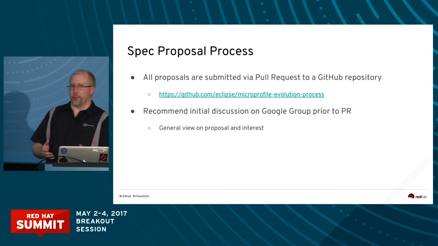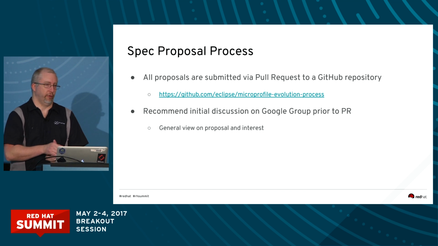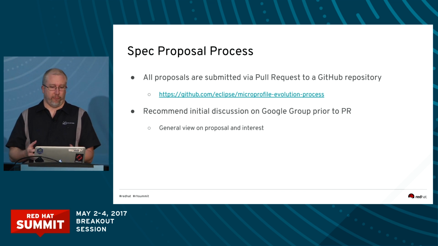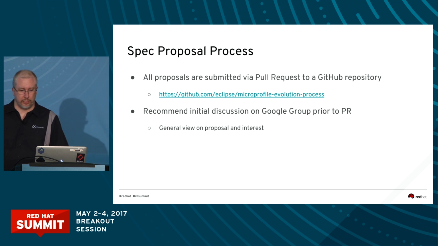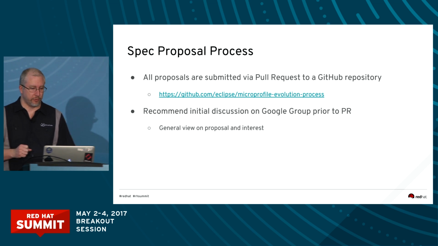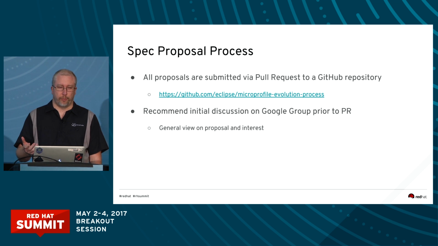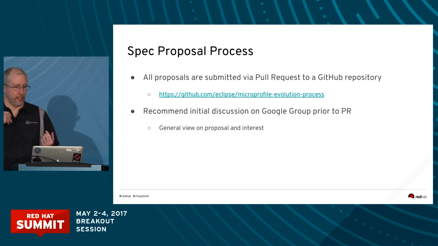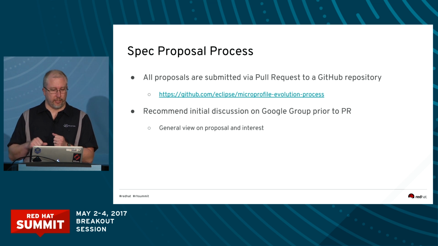So with MicroProfile, how does something become a spec within MicroProfile? We have a process outlined, and currently that process is defined through the MicroProfile evolution process repo in the Eclipse GitHub org. All proposals are essentially a pull request against that repository that uses a default template, which I'll get to in the next slide, I think.